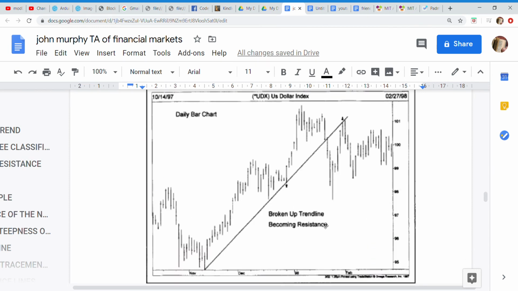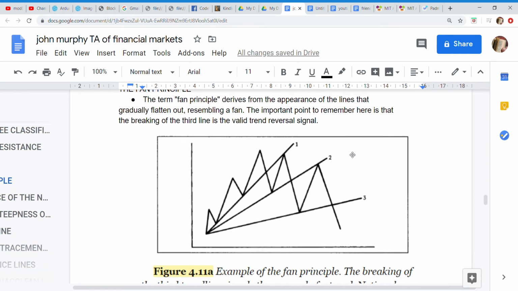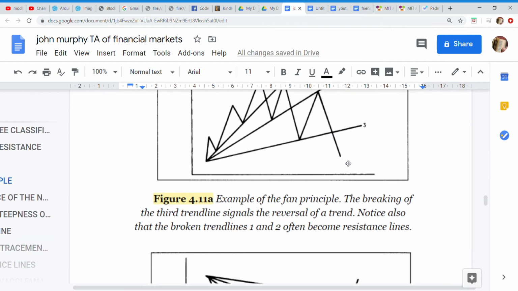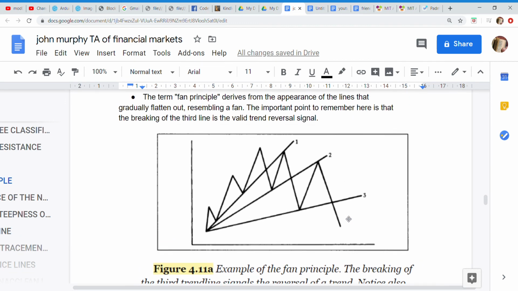Broken uptrend line becoming resistance. So this was an uptrend line, and it has become resistance now. The fan principle. The term fan principle derives from the appearance of the lines that gradually flatten out, resembling a fan. The important point to remember here is that the breaking of the third line is a valid trend reversal signal. Example of a fan principle.